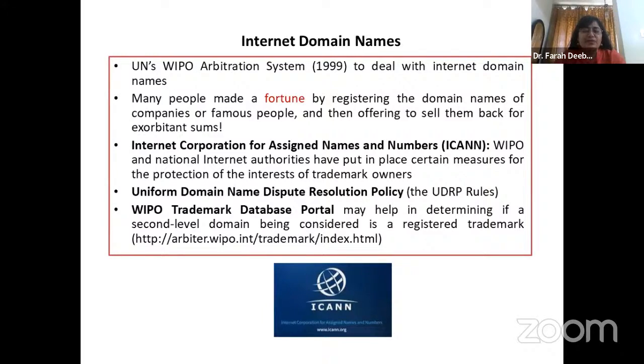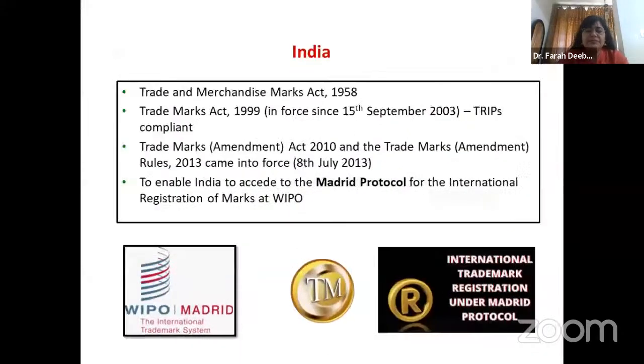Okay. So we have uniform name resolution policies now. UDRP rules are there, and there's a database portal which you can go and check if the name is available. So this is the new age problem, the internet domain names, and we should be very, very cautious about it.